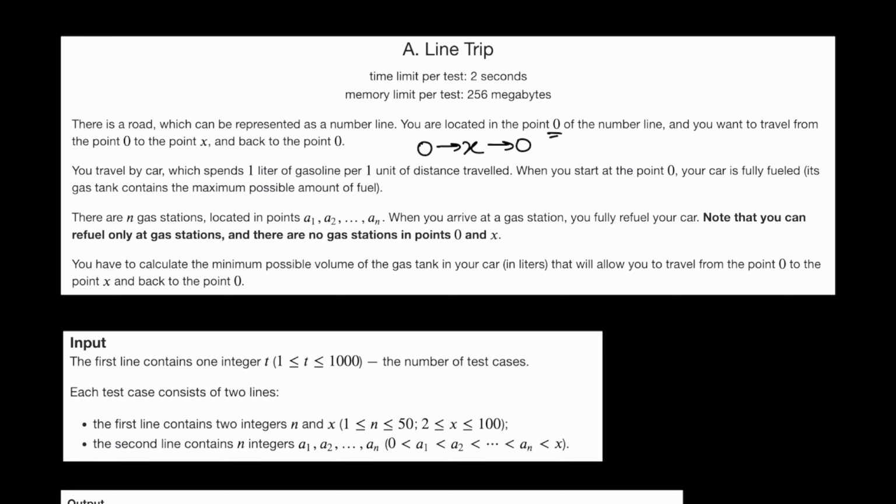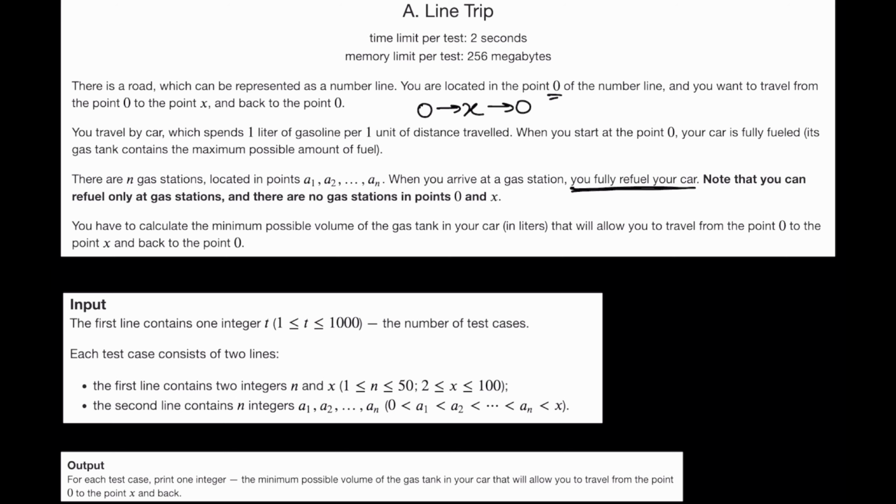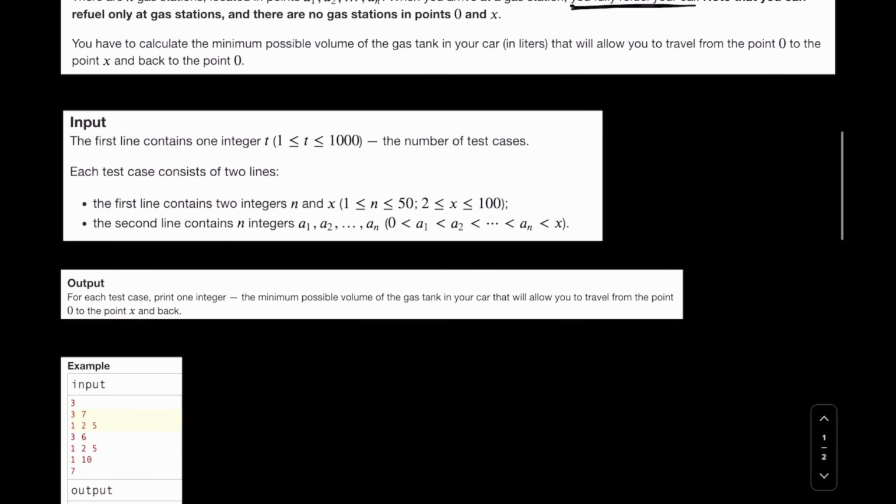There are n gas stations located at the given points. When you arrive at a gas station, you can fully refuel your car to the maximum capacity. Note, you can refuel only at a gas station and nowhere else. You have to calculate the minimum possible volume of the gas tank that will allow you to travel from point 0 to the point x and then back to the point 0.